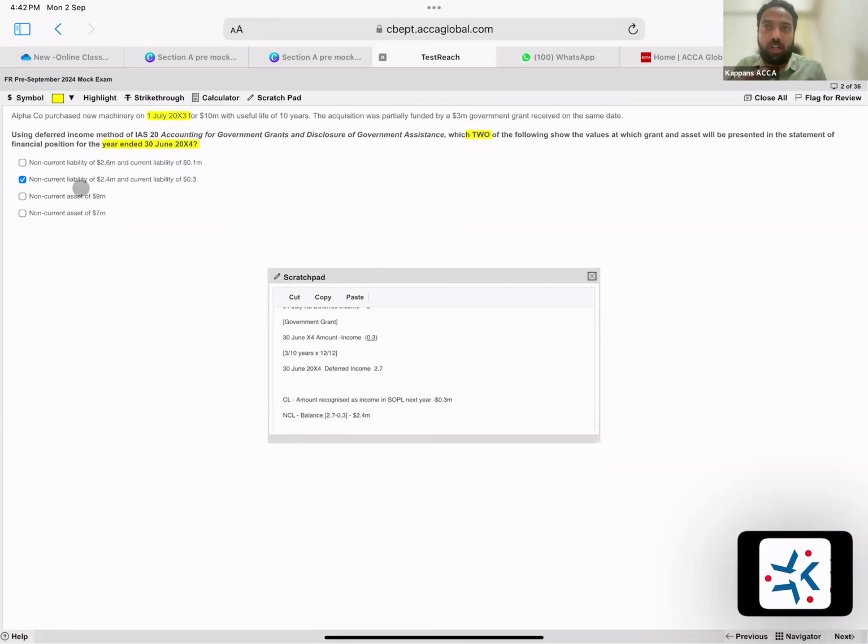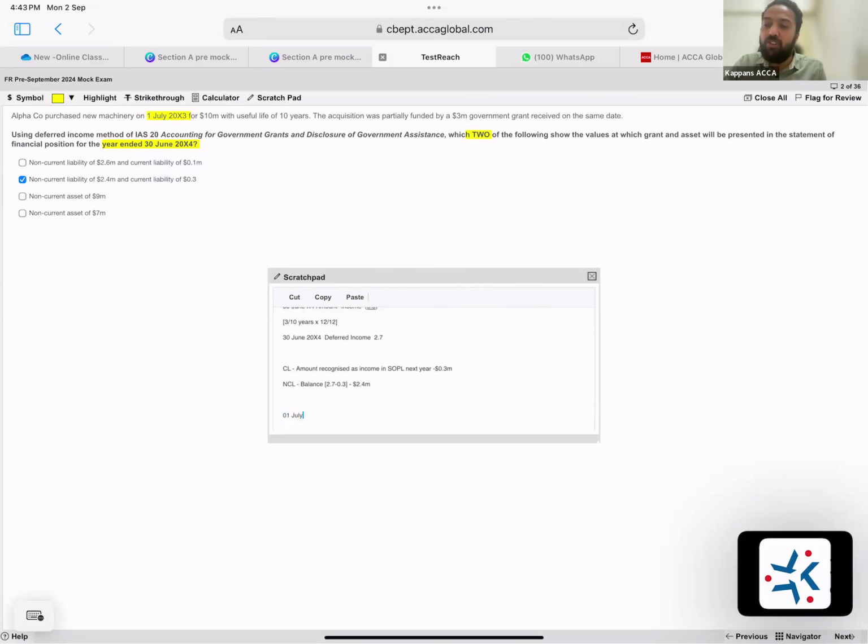Option A is not the answer. Non-current liability of 2.6 and current liability of 0.1 million is absolutely wrong. So B is the answer. The second one will be either a non-current asset of 9 million or a non-current asset of 7 million. So they're asking about the non-current asset.